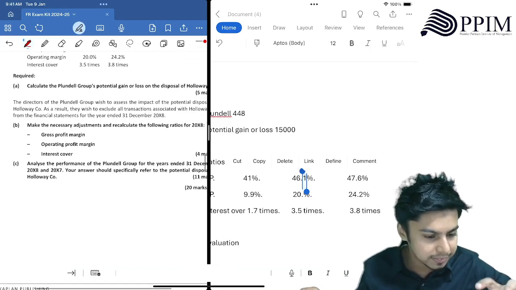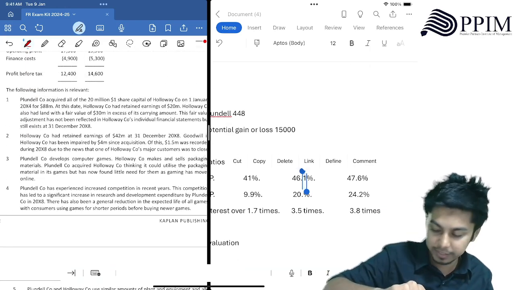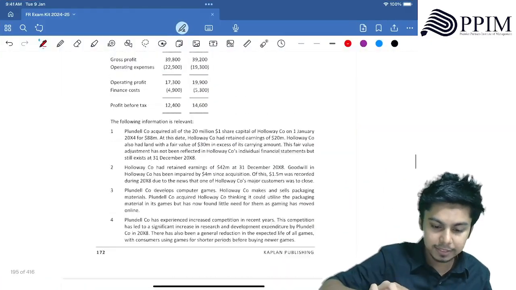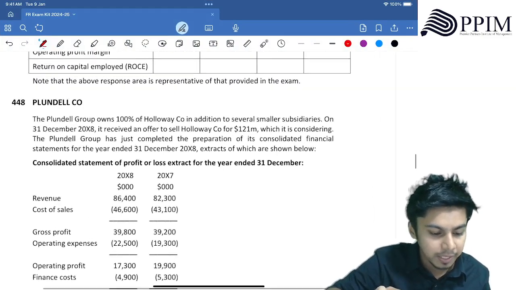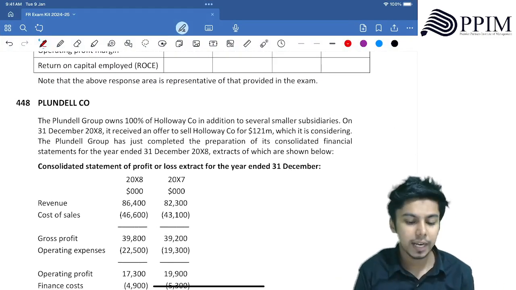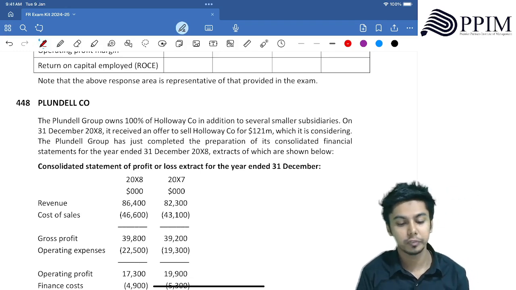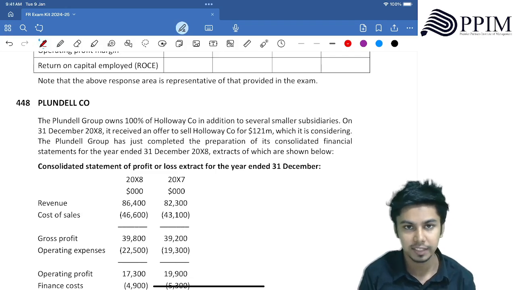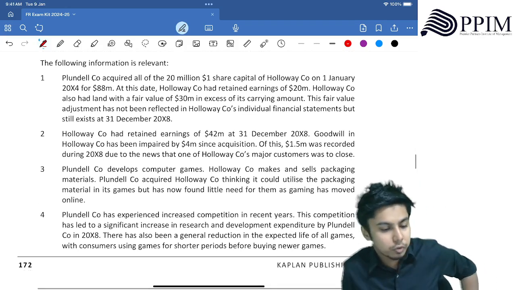Okay, now guys, can we then start reading this question, guys, over here? What's going to happen quickly? So I will take away the screen for the time being, right? Let's start this one. Okay, so you can now guys start reading. So guys, what happened here? Plundle Group owns 100% of Holloway. They received an offer to sell Holloway for 121 million. So if we sell, we'll get 121 million cash. This is the 100% owned subsidiary. Okay, guys, now can you look at these points faster? Please go through them quickly.